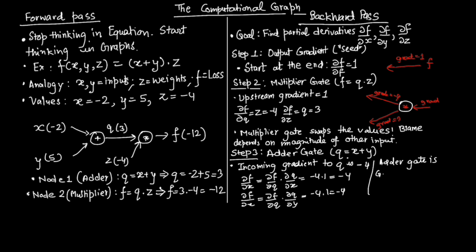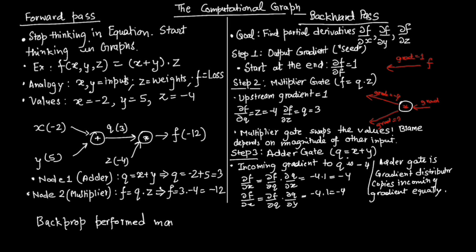An adder gate is a gradient distributor. It takes the incoming gradient and copies it equally to all its inputs. It doesn't care about the values of x or y. It just passes the blame along unchanged. So df by dx is equal to minus 4, df by dy is equal to minus 4, and df by dz is equal to 3. We just performed backpropagation manually. No magic, just decomposing a function into gates and flowing backward step by step.